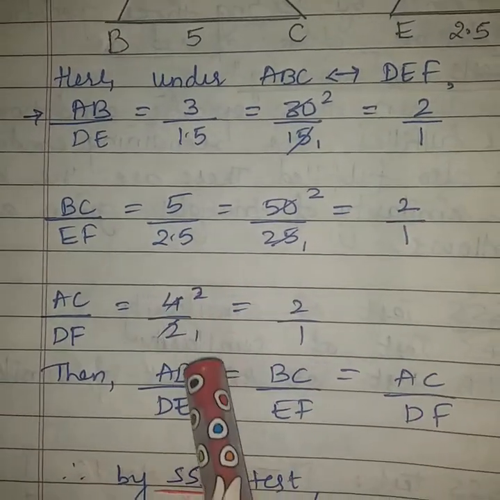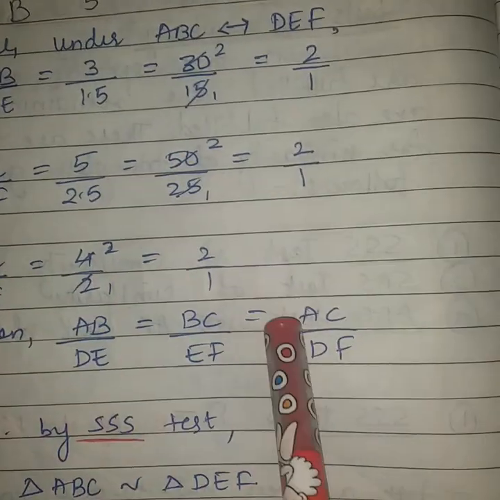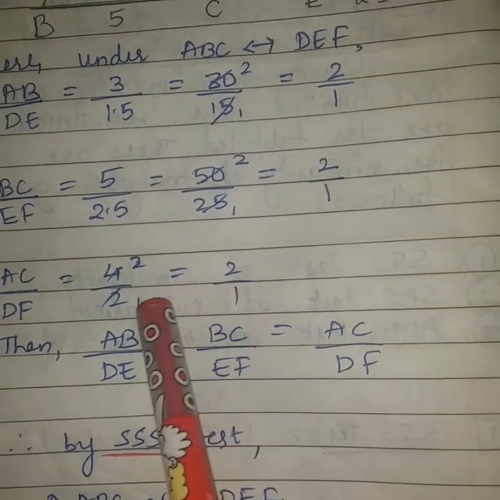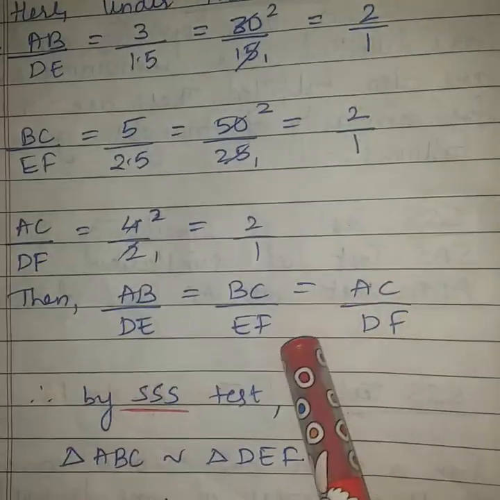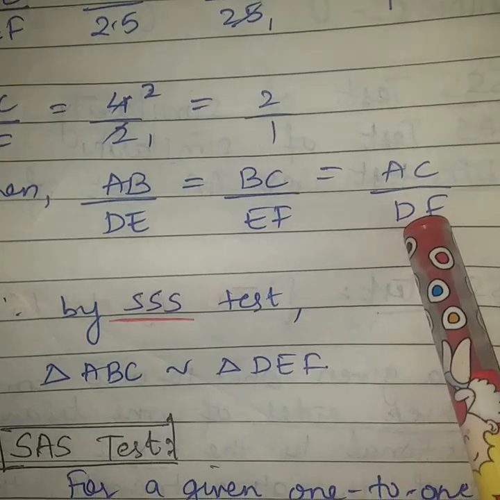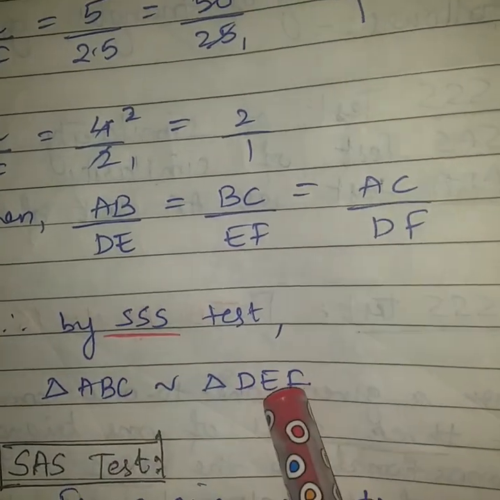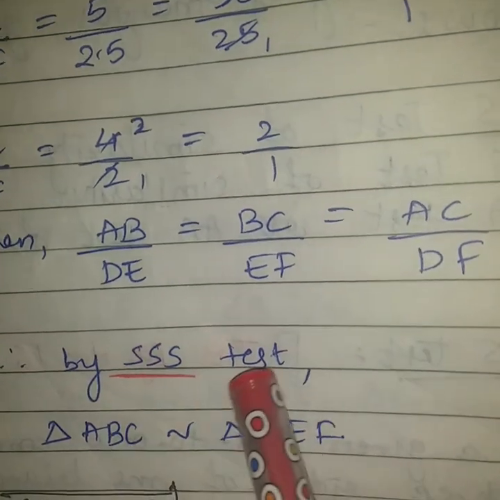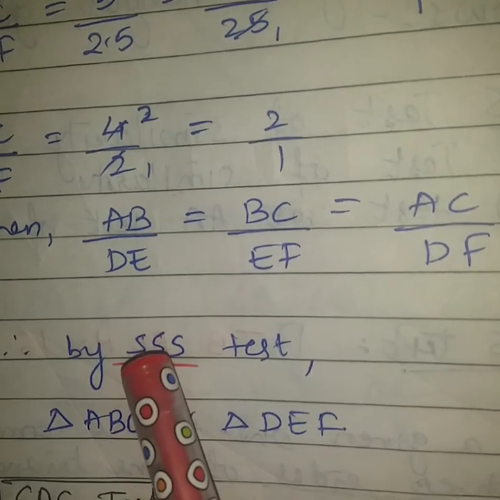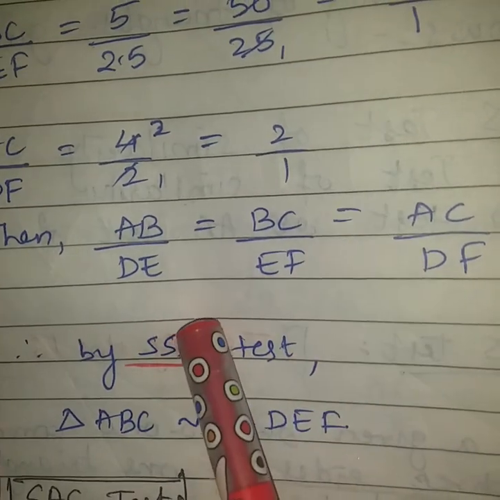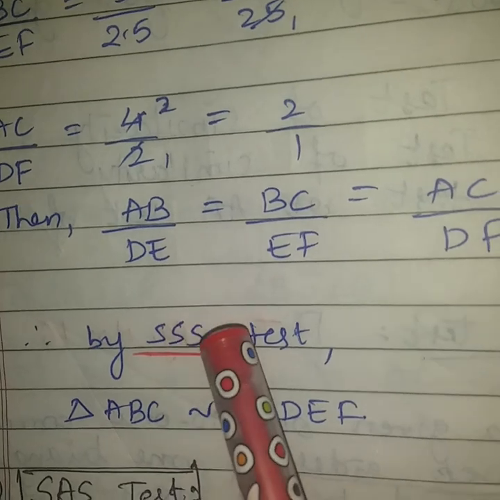So we have AB upon DE equal to BC upon EF equal to AC upon DF. That means all the three corresponding sides of the two triangles are in the same ratio. In fact, they are proportional. Hence triangle ABC is similar to triangle DEF by the triple S test for similarity. Whenever you come across the word triple S test, keep in mind just the three sides of the two triangles: side, side, side.